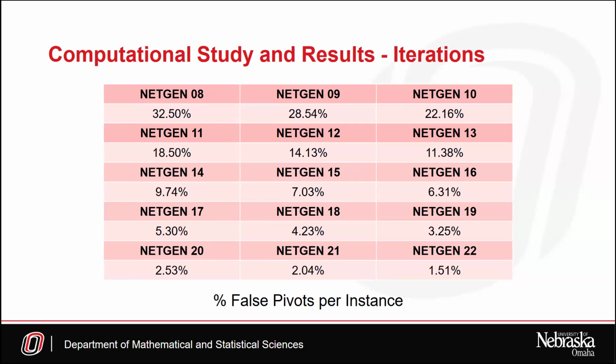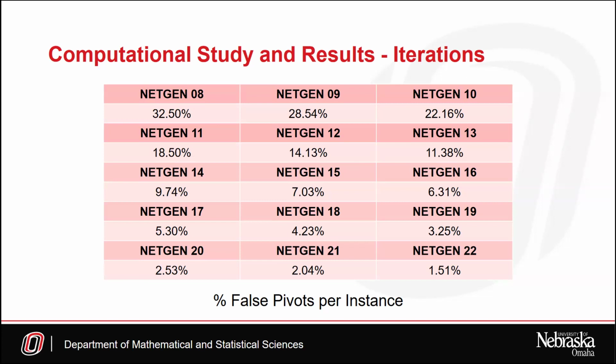For the total number of problems for NetGen 8, 32% of the problems on average had iterations with false pivots, while NetGen 22 had only about 1%. For the ones I could solve, which was problem A, I was able to solve all problems, including NetGen 22, because there was no upper time limit. I let it solve and it took weeks.